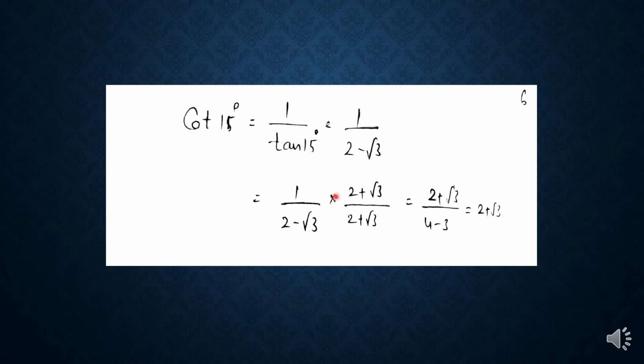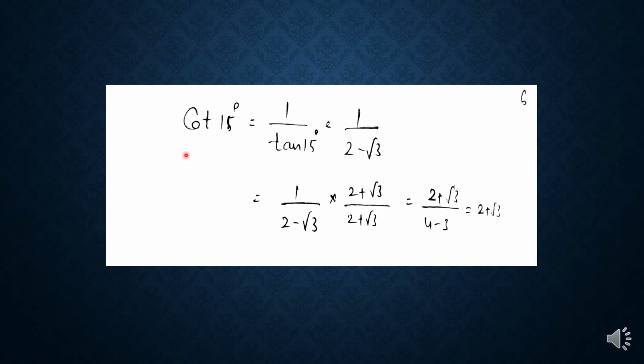So to rationalize this one, multiply and divide with 2 plus root 3. Then we will get 2 plus root 3 by 2 plus root 3. So in the numerator we will get 2 plus root 3, and in the denominator a minus b into a plus b can be written as a square minus b square, that is 2 into 2, 4, minus root 3 into root 3, 3. So that is equal to 2 plus root 3 by 4 minus 3, that is equal to 1. So that is equal to 2 plus root 3.